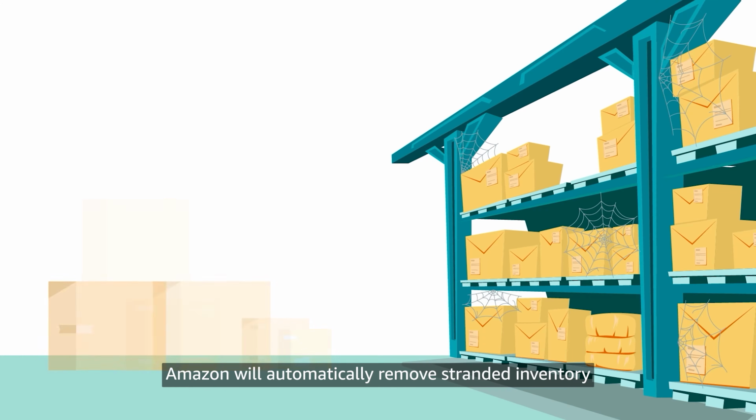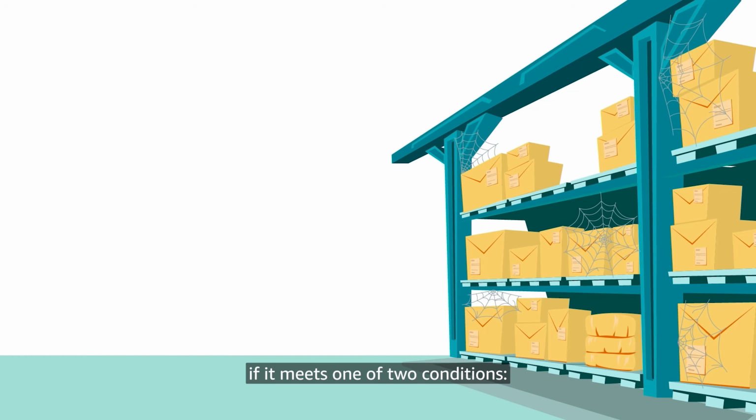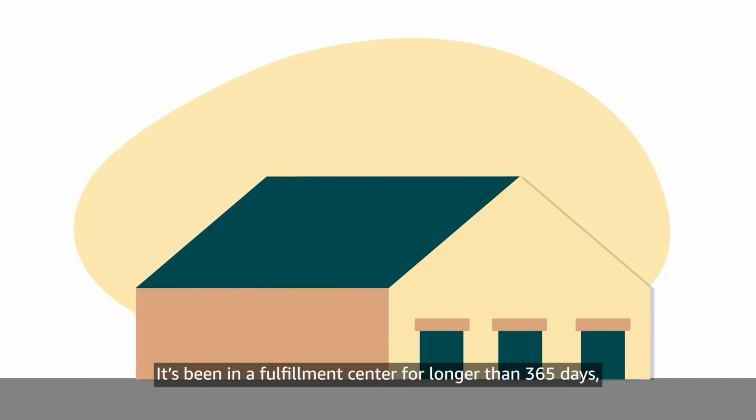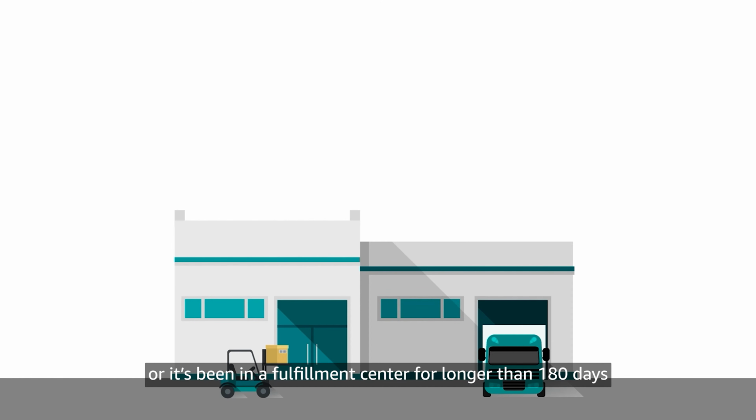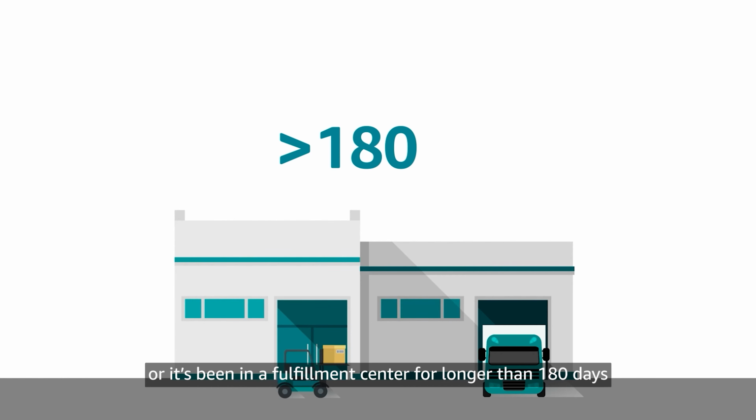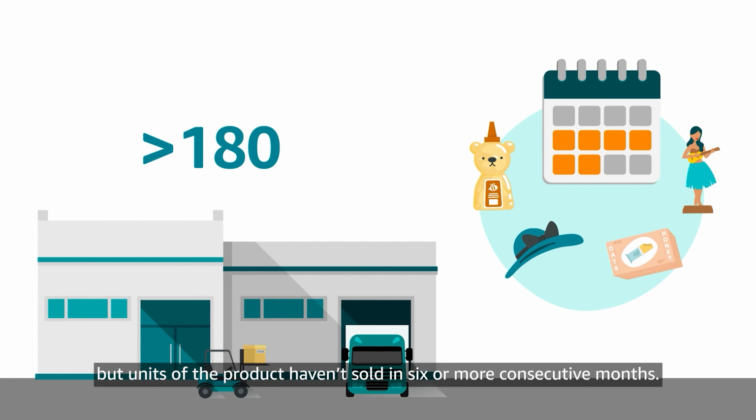Amazon will automatically remove stranded inventory if it meets one of two conditions. It's been in a fulfillment center for longer than 365 days, or it's been in a fulfillment center for longer than 180 days, but units of the product haven't sold in 6 or more consecutive months.